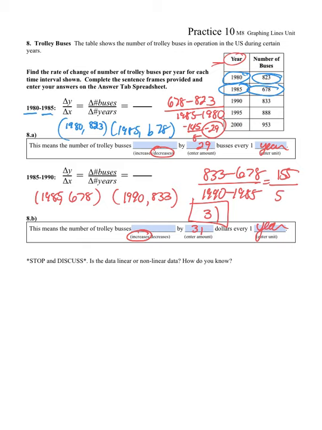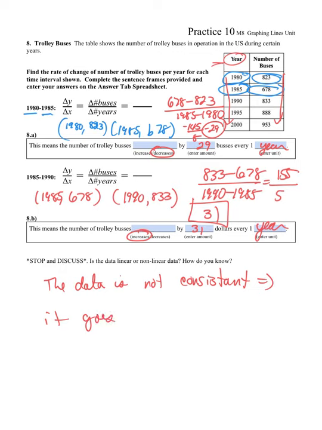Okay? Now if we stop and discuss, is this data linear? Is there a consistent pattern going down the x's and a consistent pattern going down the y's? No. The data is not consistent. It fluctuates, it goes down, then up. And that's the worksheet for today. Thank you.